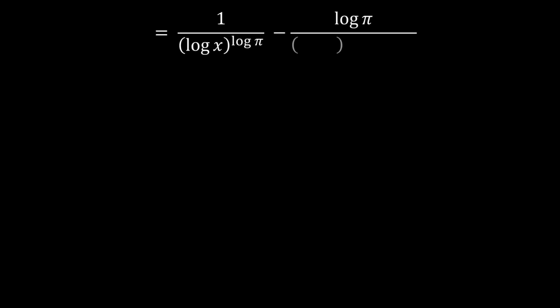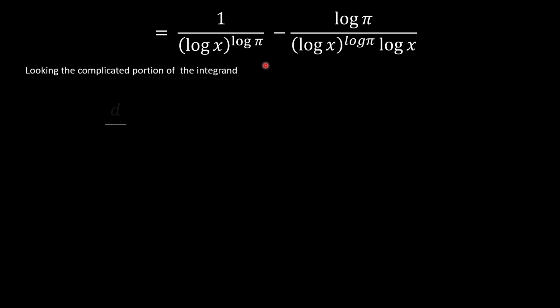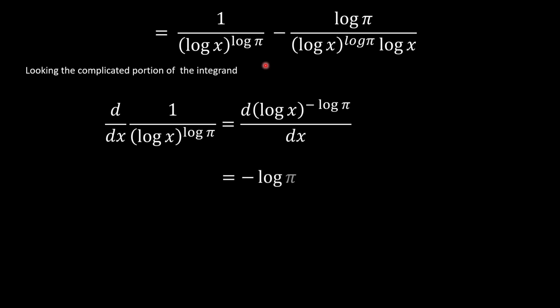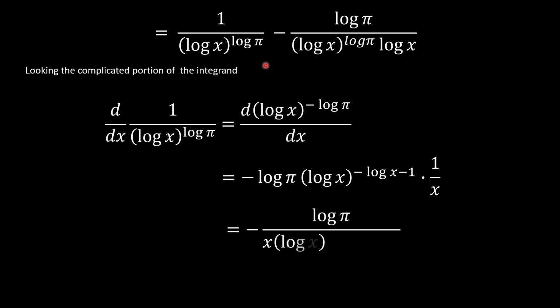And then again, as I said previously, looking at the most complicated part of the function, which is 1 over log x to the power log pi, when I differentiate that, we get negative log pi times log x to the power minus log pi minus 1 times 1 over x. So what that means is that we have in the numerator log pi times x, over x times log x to the power log pi times log x. This provides us further insight.